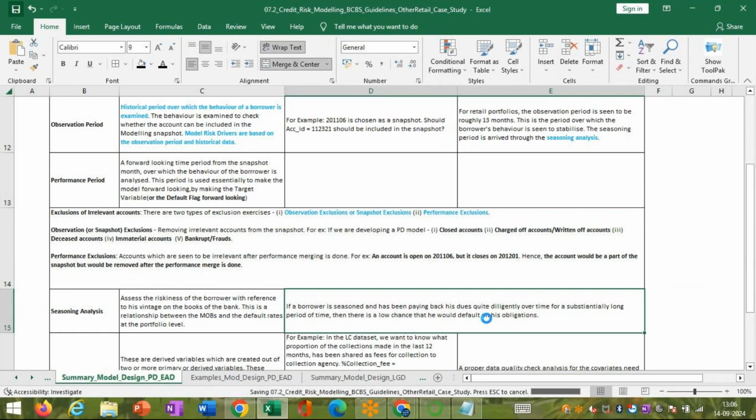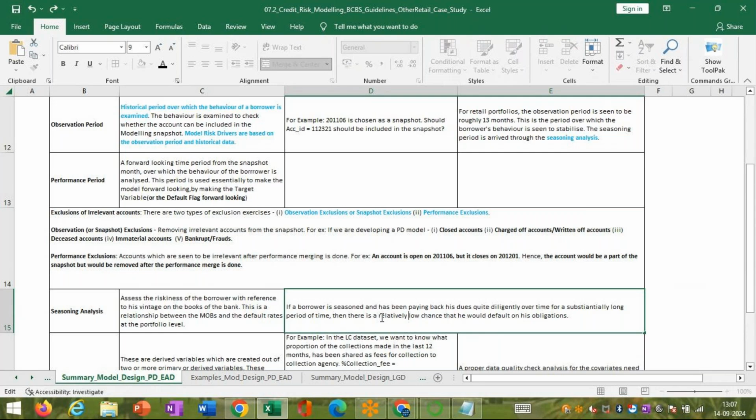So basically, the idea over here is that if a borrower is seasoned and has been paying back his dues over a substantially long period of time, then there is a relatively low chance that he would default on his obligations. So, with seasoning analysis, there is a set of regulations that Basel talks about. So, we will talk about that part in detail, right?